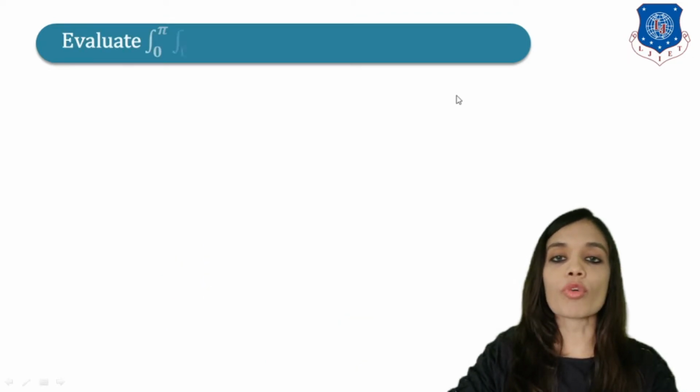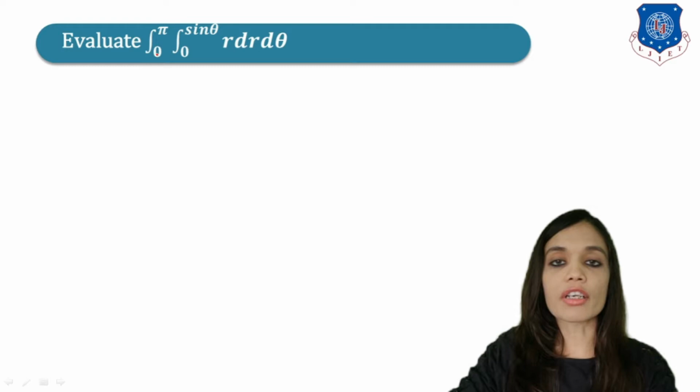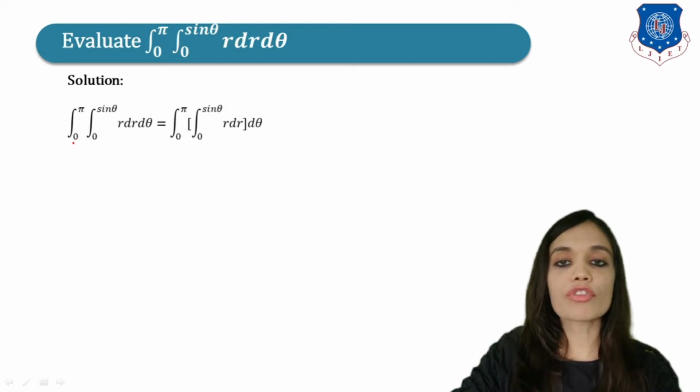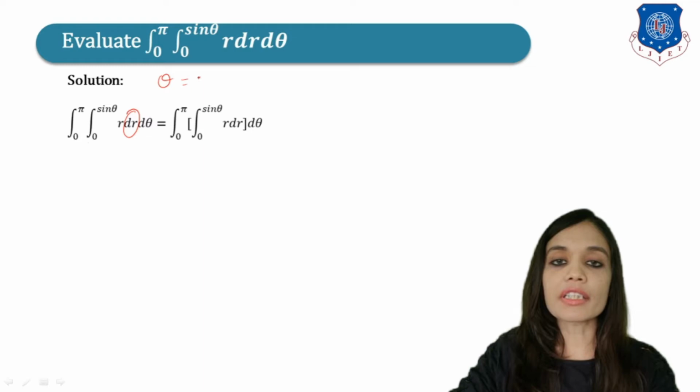Okay, let us solve one more example. We have to evaluate the double integration from 0 to pi, 0 to sine theta, r dr d theta. Again let us start with the solution. Here too, firstly we will evaluate with respect to r keeping theta as constant. So keep 0 to pi d theta as it is and integrate 0 to sine theta of r.